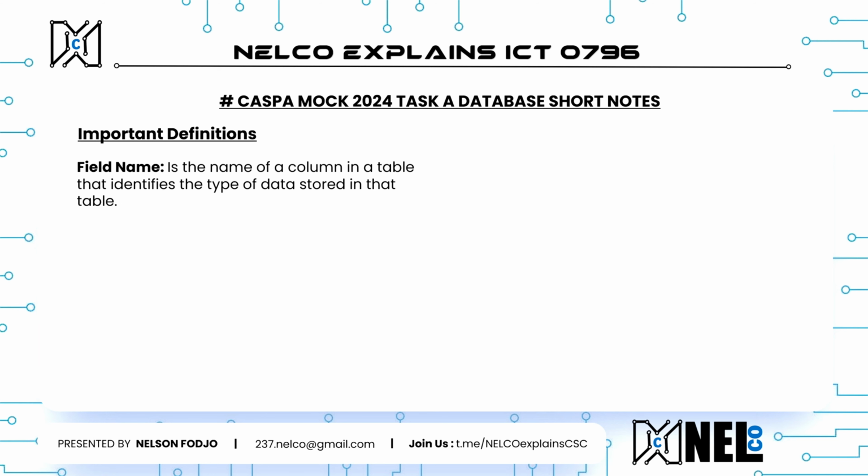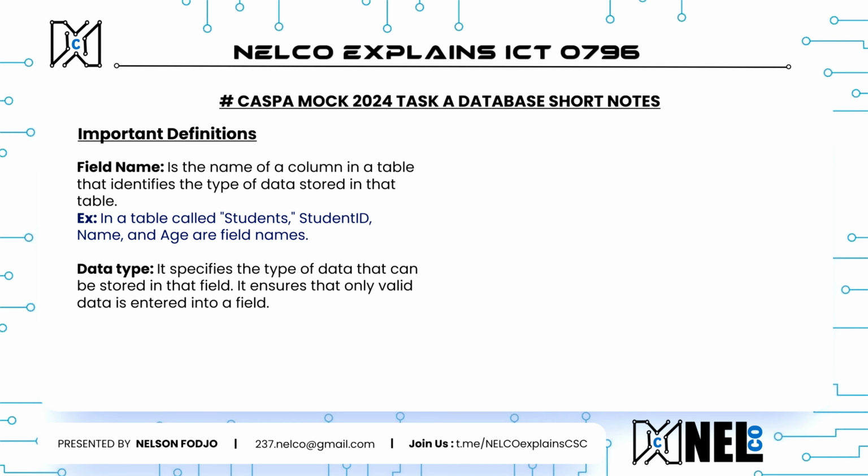Next, we are going to move on to a field name. It is the name of a column in a table that identifies the type of data stored in that table. For example, in a table called students, student ID, name, and age are the field names. So the field names are just the headings you see at the top of each column.